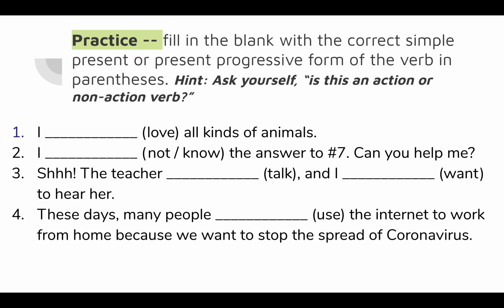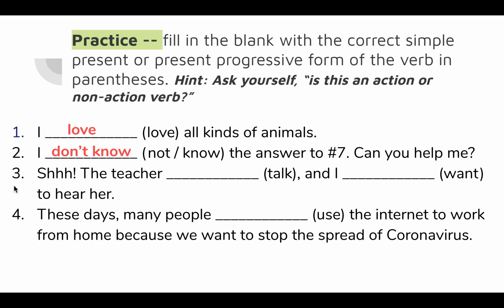All right, so that was fast. Here are the answers, okay? Number 1, "I love all kinds of animals." Love is a non-action verb because it talks about emotion. Number 2, "I don't know the answer to number 7. Can you help me?" This is also a non-action verb, right? Know is a non-action verb, so we're going to use it in present simple only. We can't use present progressive even though it's talking about something that's happening right now, okay? And we know know is a non-action verb because of the category belief.